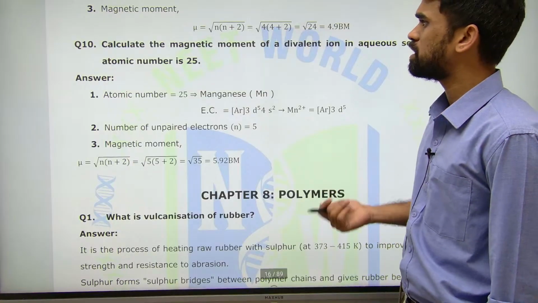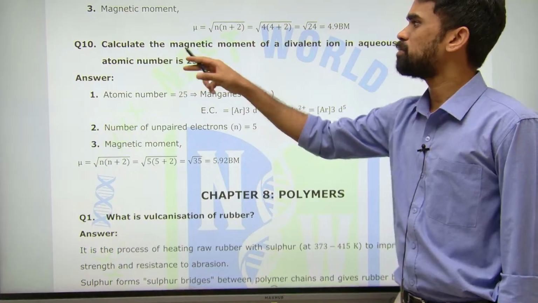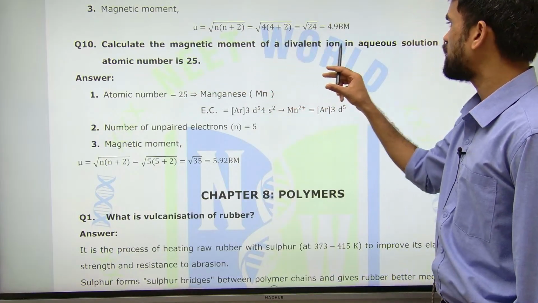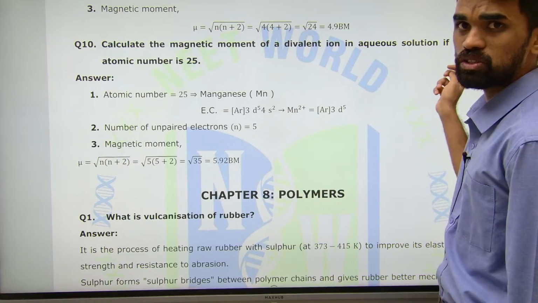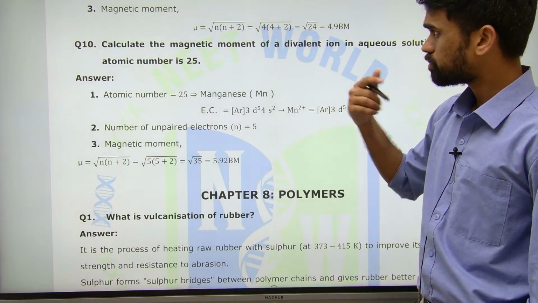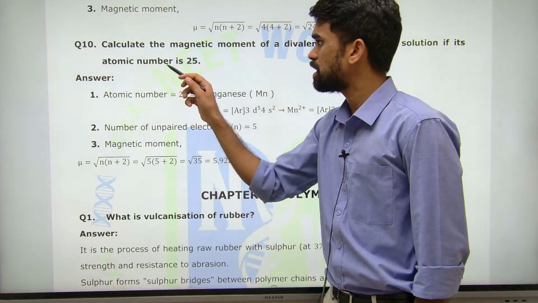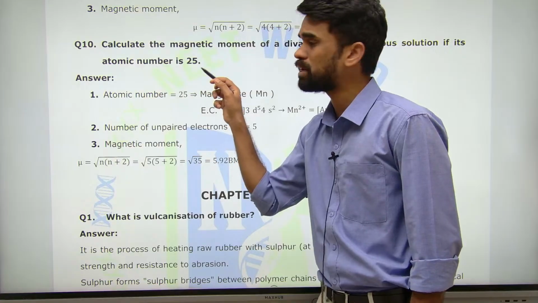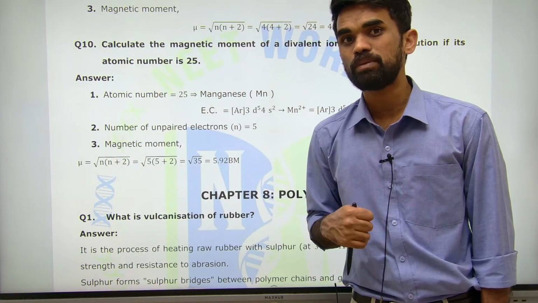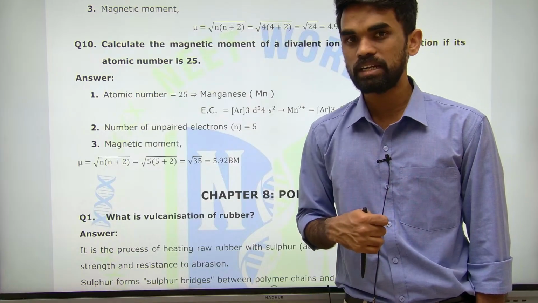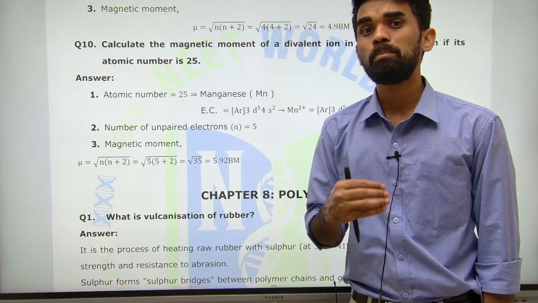You can try this based on the above explanation. Calculate the magnetic moment value for a divalent ion in aqueous solution, the divalent ion having atomic number 25. So what happens, tell me? Atomic number 25 means what metal atom do we have? Manganese. Manganese divalent means Mn2+ charge.